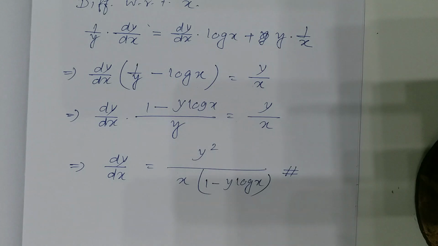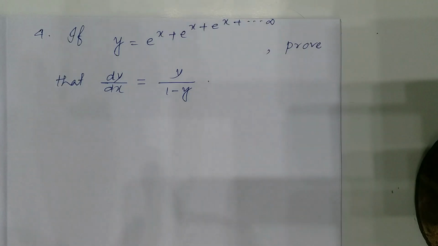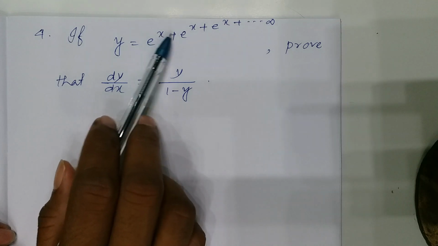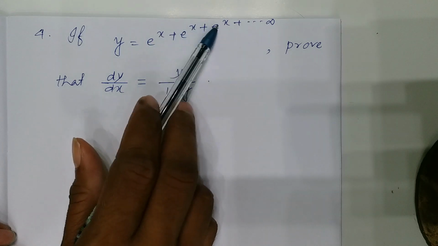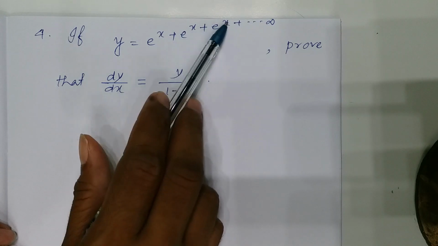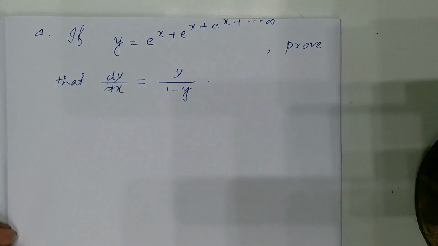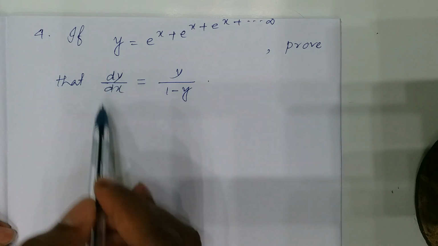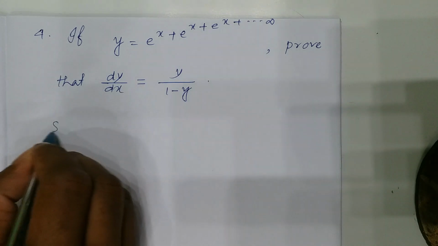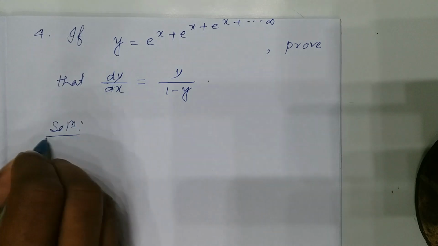So let us take more examples. You see this question, y is equal to e to the power x plus e to the power x plus e to the power x, this plus is in the power, e to the power x, then plus again e to the power x plus e to the power x up to infinity. Then prove that dy/dx is equal to y square by 1 minus y. So we take the solution.